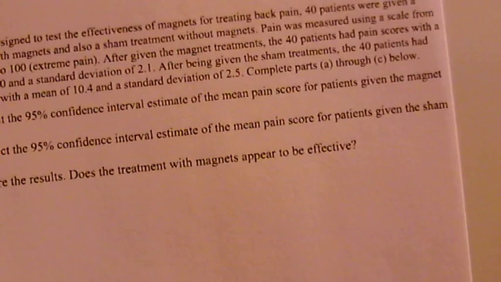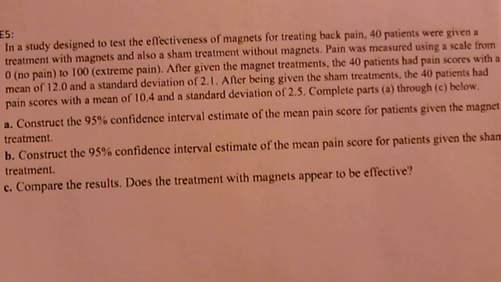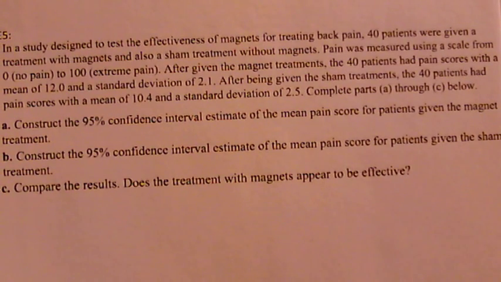And in this case, in a study designed to test the effectiveness of magnets for treating back pain, 40 patients were given a treatment with magnets and also a sham treatment without magnets. Pain was measured using a scale from 0, meaning no pain, to 100, meaning extreme pain.